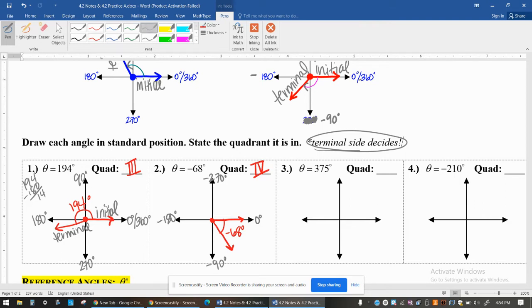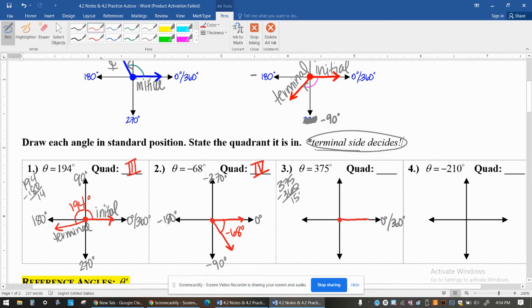375 is bigger than a full circle, so we're going to have to go a full circle and then some. Now remember, each of these spaces is 90 degrees, right? So this distance from here to here is 90 degrees. So we don't want to go too much past the 360. We just want to go 15 degrees past that. So 375 minus 360 is 15 degrees. Okay, so we only want to go about 15 degrees past the 360.